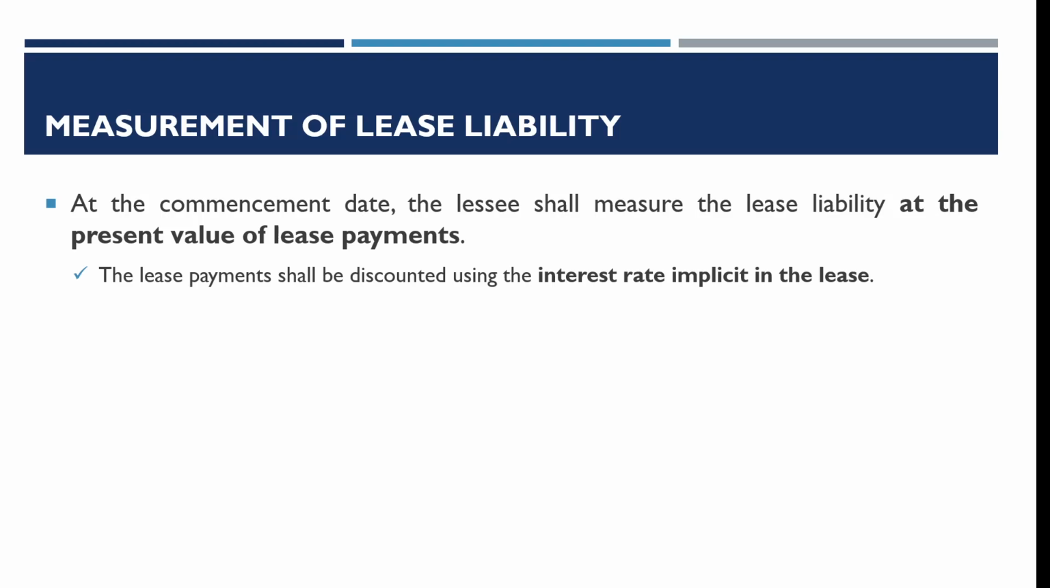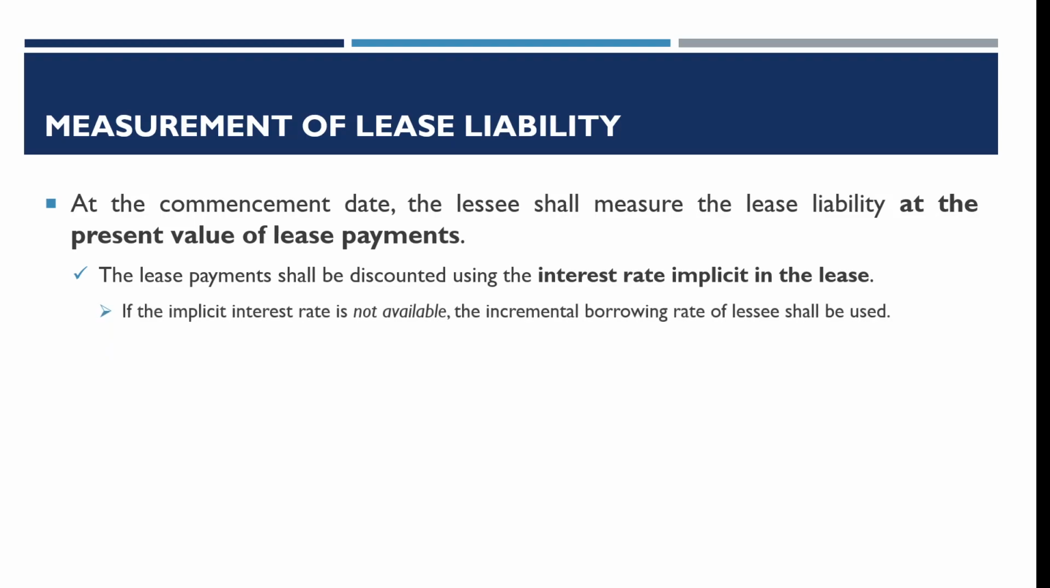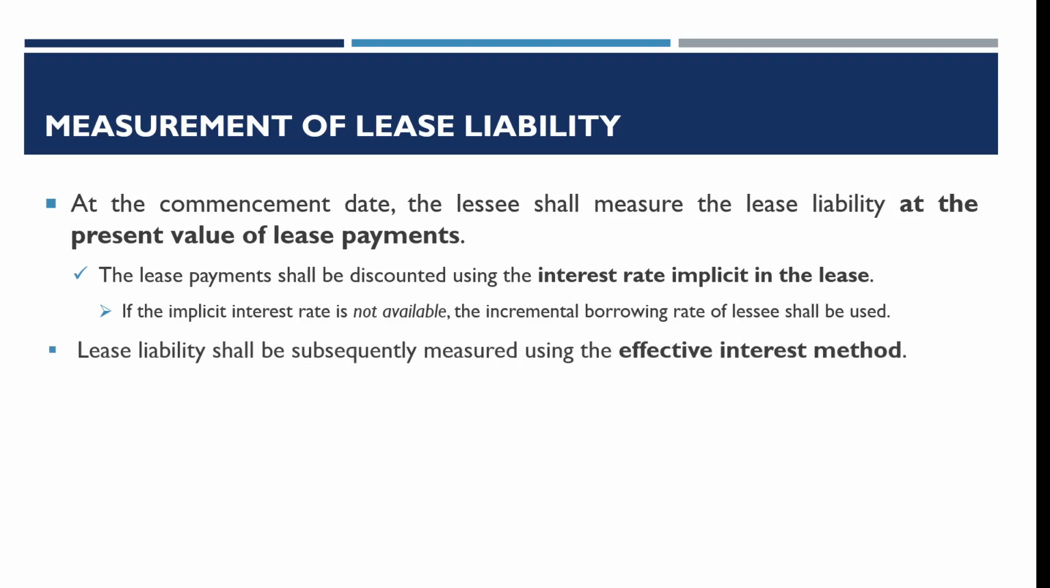So, kung hindi alam ni lessee ang interest rate implicit in the lease, gagamitin niya na lang would be the incremental borrowing rate. Okay? So, ang summary, generally, we will have to use the interest rate implicit in the lease to discount the lease payments. Kung sakaling hindi alam ni lessee ang implicit interest rate, gagamitin niya na lang yung kanyang incremental borrowing rate. Malinaw? Okay. After initial measurement, the lease liability shall be measured using the effective interest method. O, pagdating dyan, similar na din sila ni lessor.